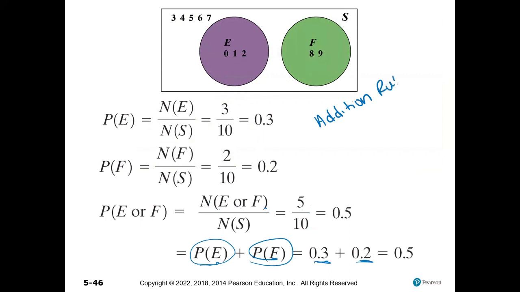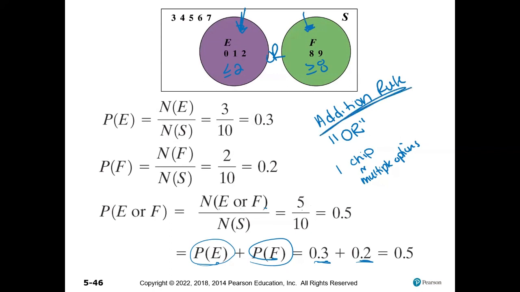The addition rule is used when we have the word or. So what's going to happen here is I am only doing one trial. I'm taking one chip out, but I have multiple options that one chip could be. That one chip could be a number less than or equal to 2, or greater than or equal to 8. So I'm only doing one task, one draw, but I can pick from this or this. That is an addition rule. The keyword will be or.